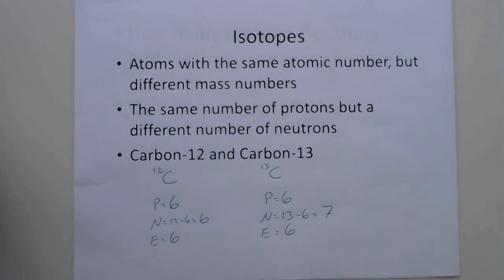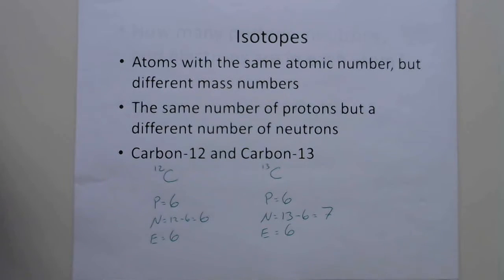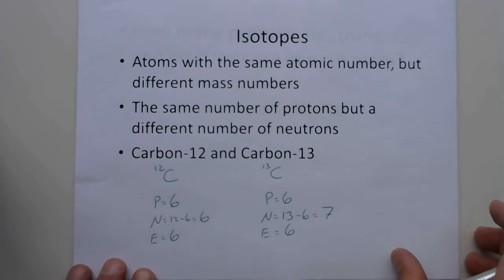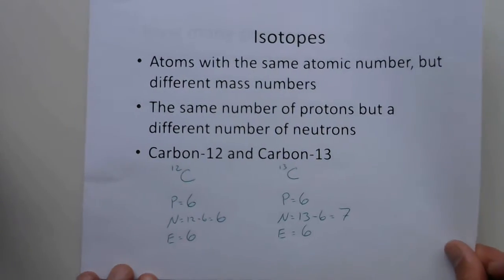So the only difference between these 2 isotopes is the number of neutrons. This one has 6, this one has 7. So this one's slightly heavier, but the neutrons don't have a charge and they don't really affect the physical or chemical properties of the atom. So it doesn't make a big difference. Just know that different ones exist. We'll find out why that's important when we calculate average atomic mass.